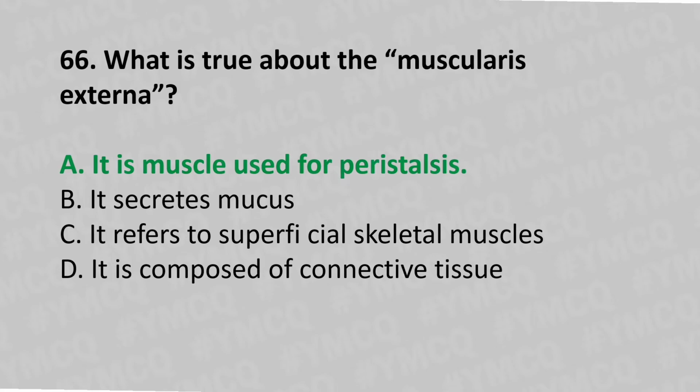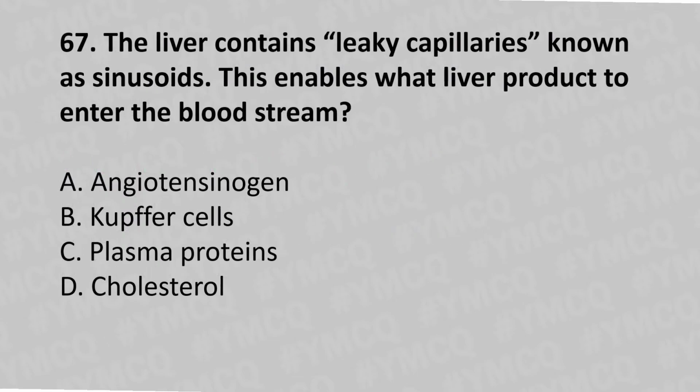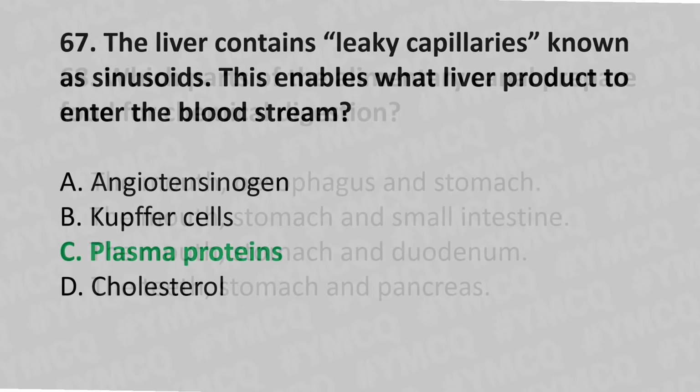Now let's move to question number 67. The liver contains leaky capillaries known as sinusoids. This enables what liver product to enter the bloodstream? Option A, angiotensinogen. Option B, Kupffer cells. Option C, plasma proteins. Option D, cholesterol. And the answer is option C, plasma proteins.